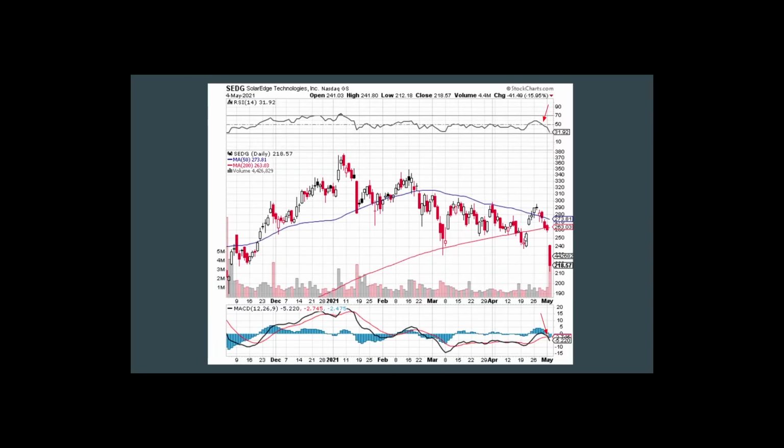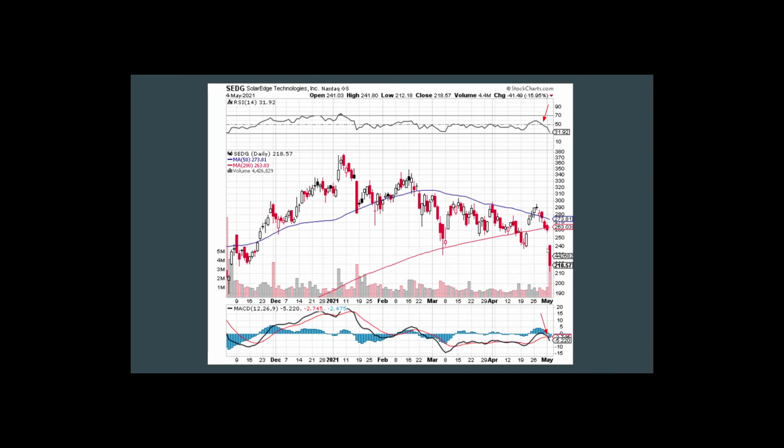SolarEdge. All right, wonderful. This company reported earnings, and it barely even popped. It didn't pop at all, actually. There was no such thing. This is just called a straight drop, right? Because what did this stock do? Like a rock. It gapped down and then it went even further.